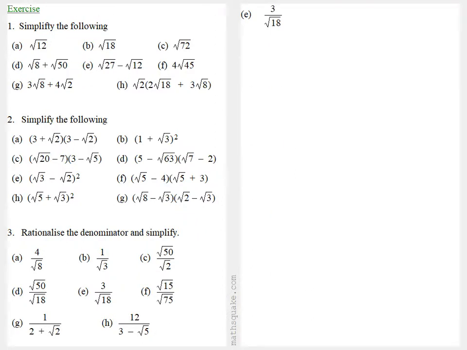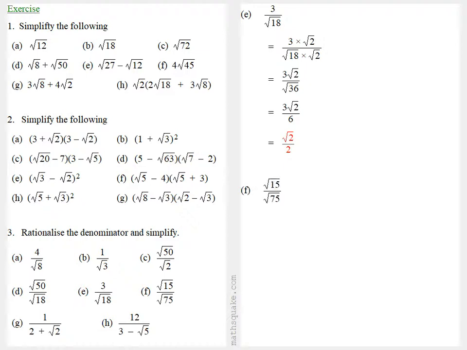In question E, we have 3 over root 18. If we multiply top and bottom by root 2, we'll have 3 times root 2 over root 18 times root 2, which is 3 root 2 over root 36, which is 3 root 2 over 6. The 3 and the 6 cancel to give root 2 over 2.